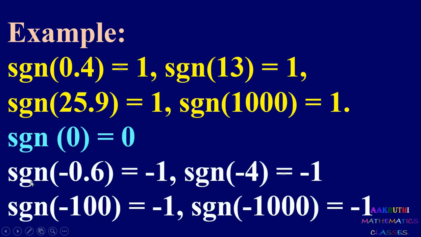Now consider the signum function of negative numbers. The signum function of minus 0.6 is minus 1, since minus 0.6 is negative. And the signum function of minus 4 is minus 1, of minus 100 is minus 1, and of minus 1000 is minus 1. So all these values are negative, therefore the signum function is minus 1 for all of them. So the signum function of a negative value is minus 1, of a positive value is 1, and of 0 is 0.